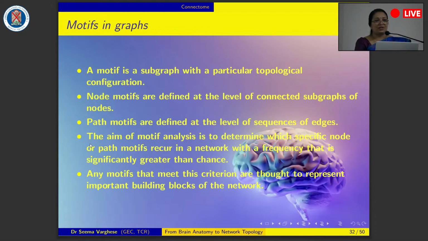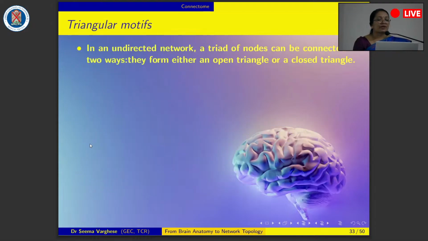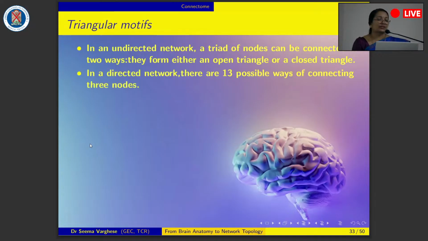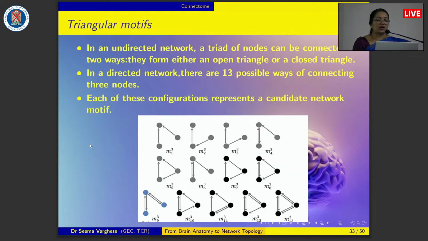So our body itself has an optimal way of doing this. The connections are made in such a way that all the functions will be done, and it is economical in terms of energy. In an undirected network, a triad of nodes can be connected in two ways, either an open triangle or a closed triangle. But if it is a directed network, there are 13 possible ways of connecting three nodes. These are the 13 possible ways of connecting a triad.